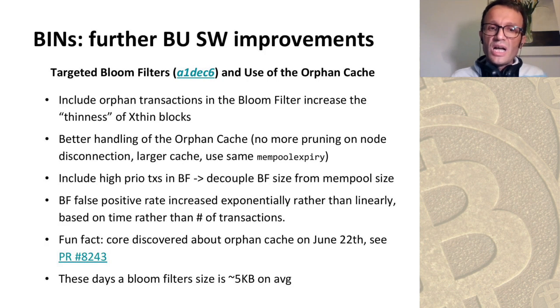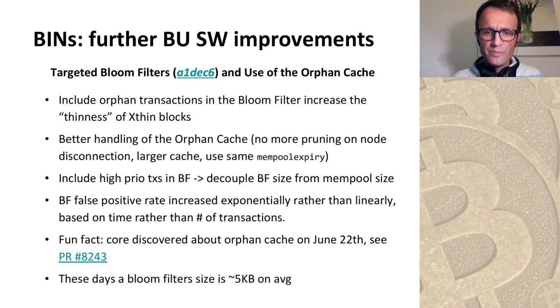Other than that, we have also used a technique called targeting Bloom filters, to include in the Bloom filters high priority transactions, the ones that have a higher probability of being included in the next block. This, in some way, decouples the Bloom filter size from the mempool size. So you can have a really big mempool, but as soon as you have a limited max block size, the number of transactions that have the higher probability of being included in the next block will be almost the same.